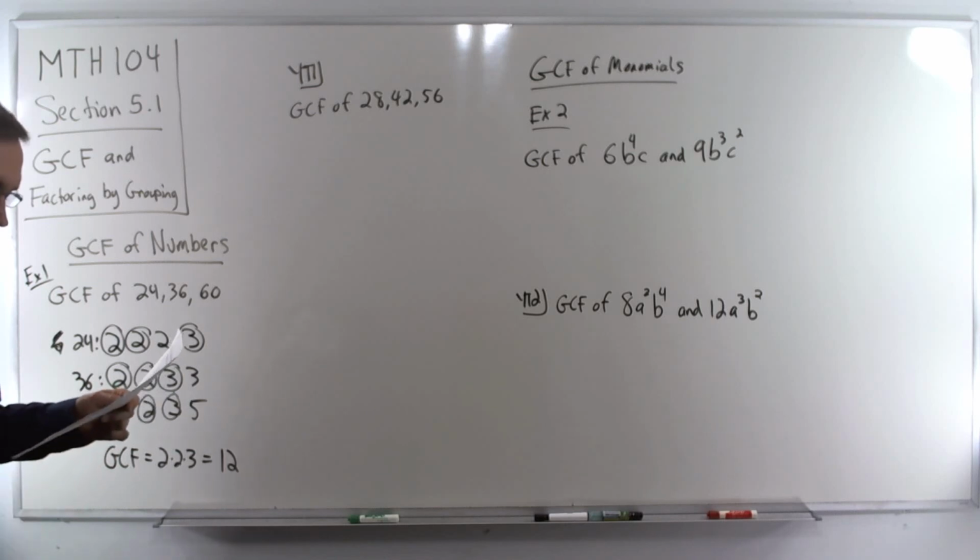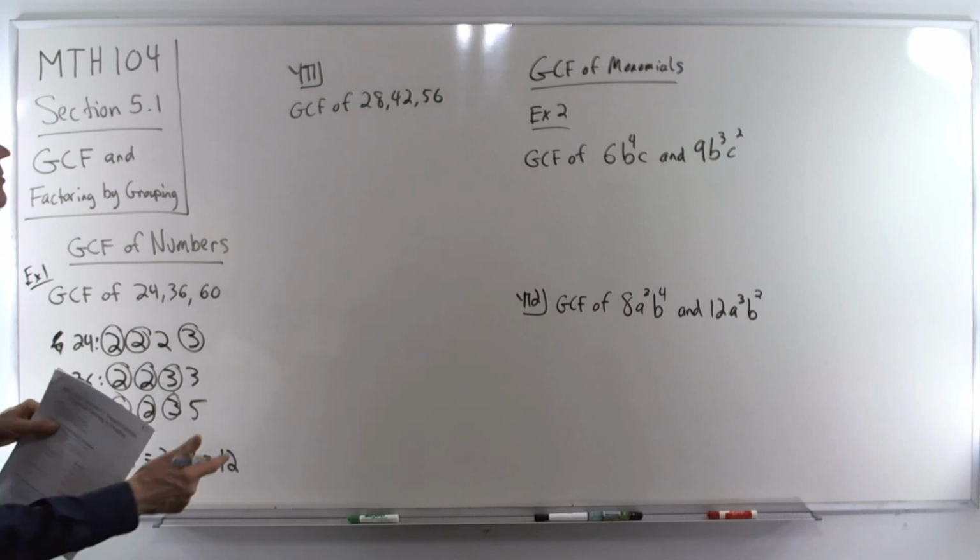Your turn, number 1. Find the GCF of 28, 42, and 56.